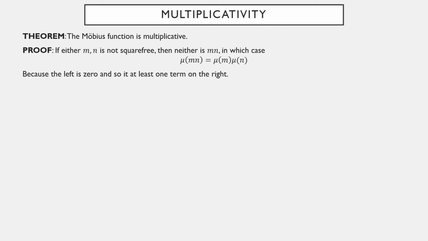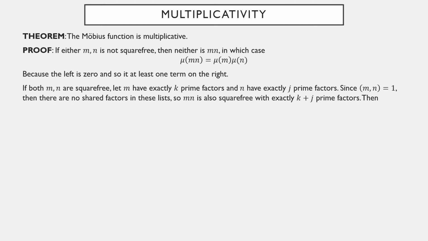Supposing, for example, m has a square that can be factored out of it, then mu of m would be 0, and mn would also have that square factored out of it, and this would be 0 as well. If n has a square that can be factored out of it, you get a 0 here. But either way, you're going to get 0 equals something times 0, which is true.